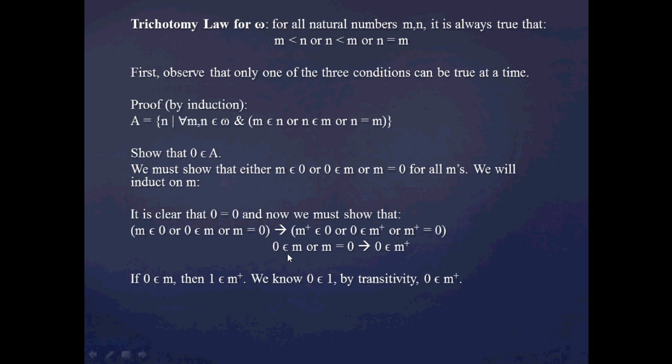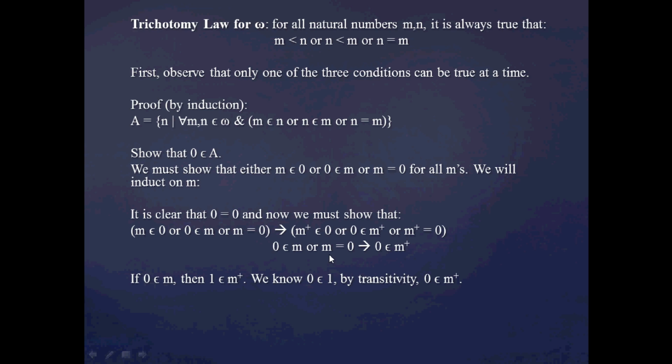So we're going to take two cases here. We have the case that 0 is in m, or m is equal to 0. So let's take the case that 0 is in m. Then we know that 1 is in m plus. That follows from that other theorem that we showed. So we know 0 is indeed in the set 1. And by transitivity, 0 is in m plus. And hopefully you can see why that is. 0 is in 1, 1 is in m plus, so 0 is in m plus. So we've shown that inference.